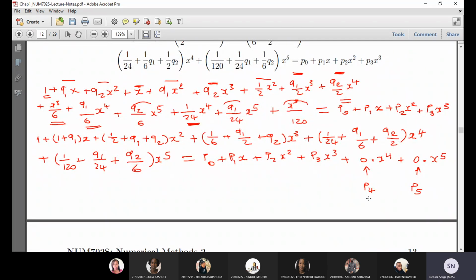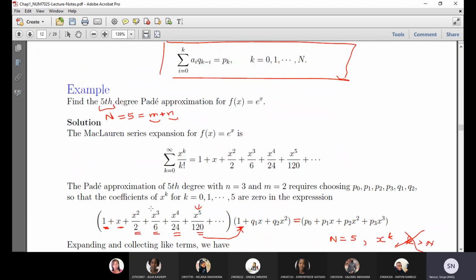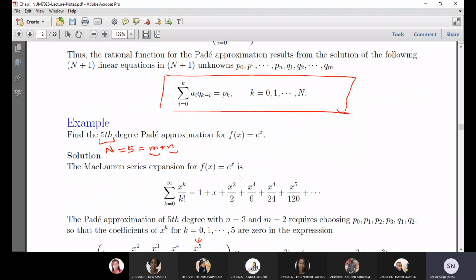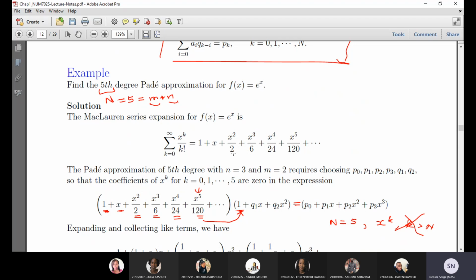We are setting this to 0 in order to equate. And similarly, in this formula, you see that when we take, let me check the degree of Q first before I explain. The degree of Q is 2. So meaning that Q3 and Q4 will be set to 0.